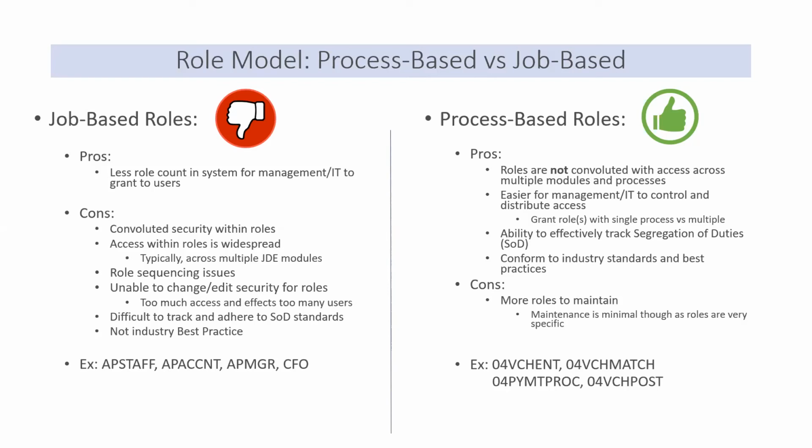And then some examples of our roles down there. So you can see AP staff over on our left side, AP accountant, AP manager, and even CFO I've seen. Well, an example of a process-based role is 04 voucher entry. So 04 being the system code for accounts payable, and then VCHENT, you can only have 10 characters for a role or a username, being the best description you can enter for that process.